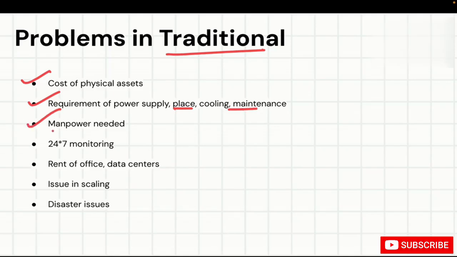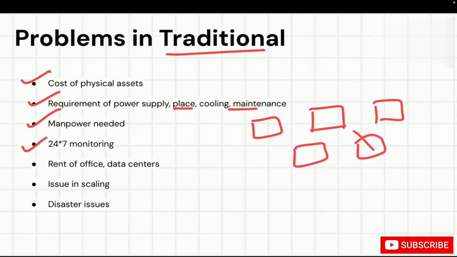So manpower was required. We required 24/7 monitoring. If we have n number of servers, we need to make sure every one is running successfully, and if someone fails, it should be notified and rectified at that point in time. So in that situation, we require 24/7 monitoring. And in order to manage all these systems, we require space and data centers so that we can make sure things are happening in the right place.